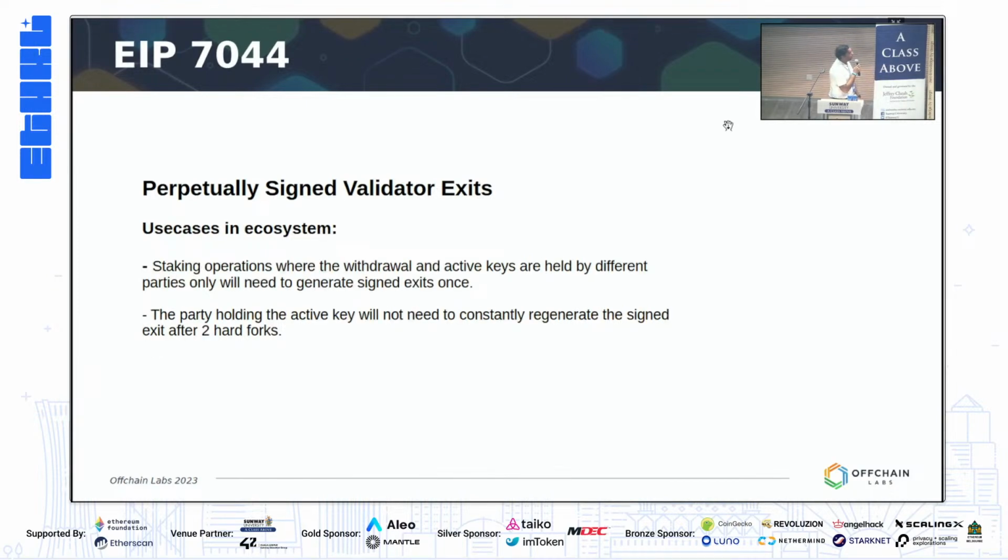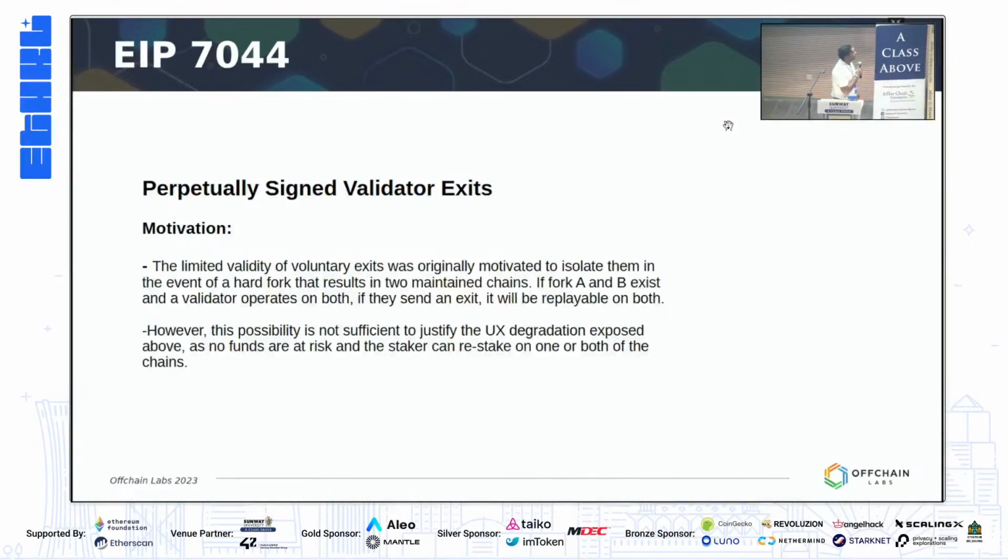So yeah, like I mentioned earlier, you have staking operations where one party holds the withdrawal key, the other holds the hotkey. So you'll only now need to generate signed voluntary exits once. And yeah, okay. We can move on.